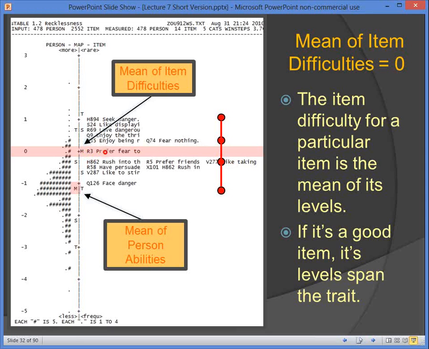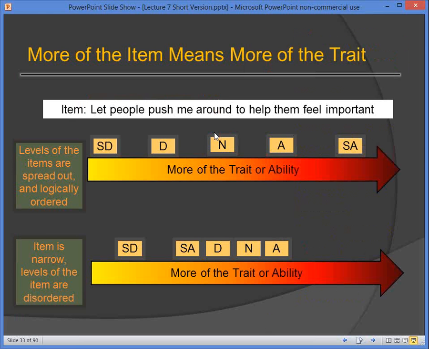So even though you see this item here, this item is actually "prefer fear to boredom," and it's right at the mean of the item difficulties, okay? But actually this is a Likert type item, and the different levels of the item are actually going to span up and down on either side of this. So when you look at the item map, just be aware that it's a simplification.